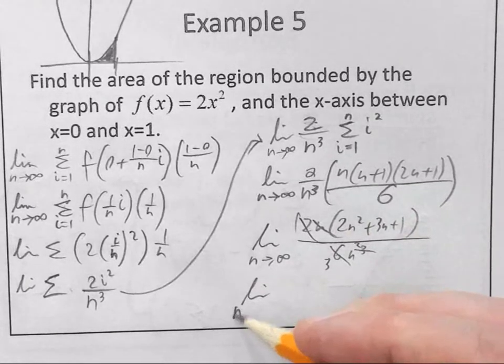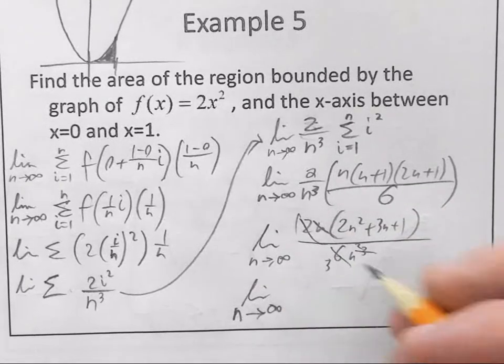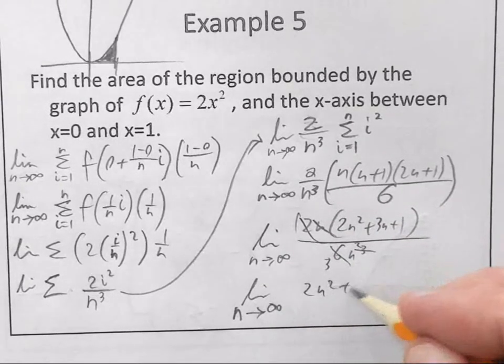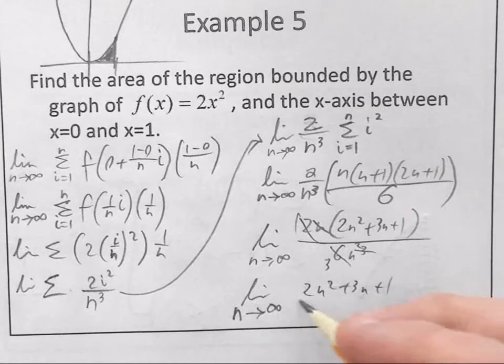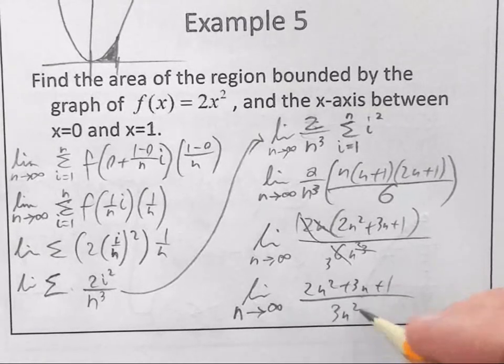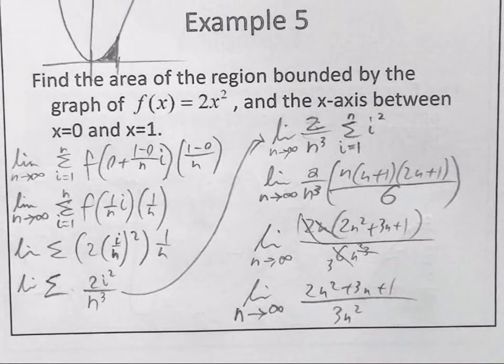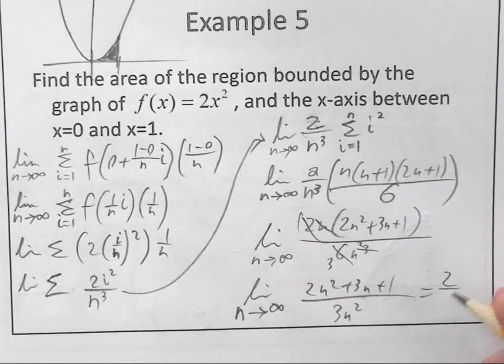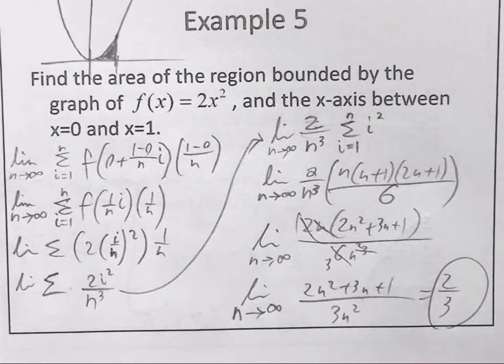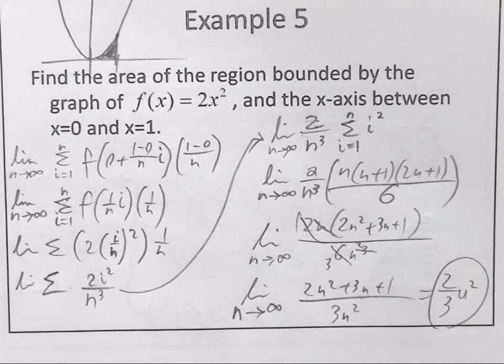So, as simplified as I can get it, I'm going to have 2n squared plus 3n plus 1 over 3n squared. So what's the limit going to be as n approaches infinity of that? 2/3. That is the area of that shaded region.